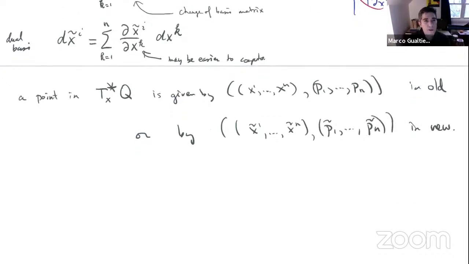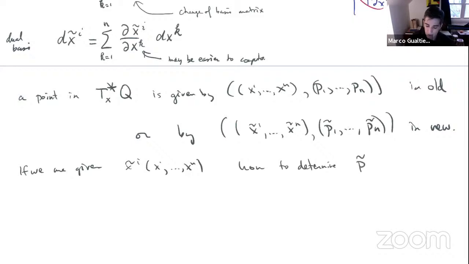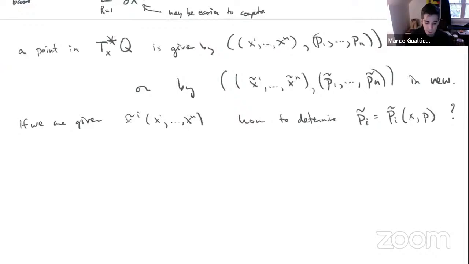So the question is, if we are given x tilde I as a function of x1 up to xn, how do I determine p tilde I as a function of the p's, but also of the x's, so that I'll know how to find the canonically conjugate coordinates? Well, for that we just use the definition of the p.